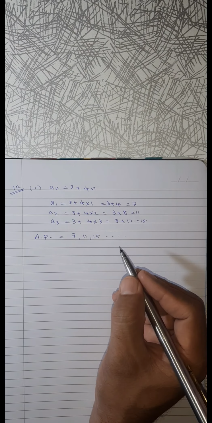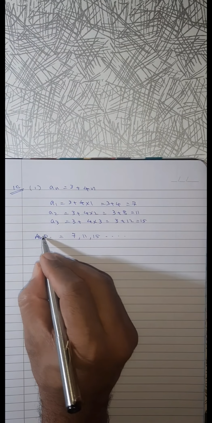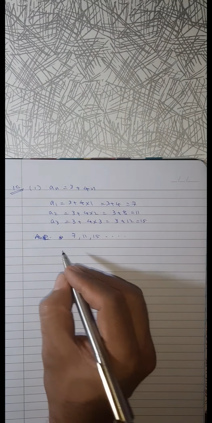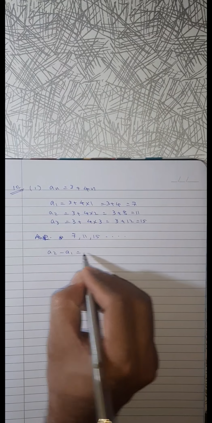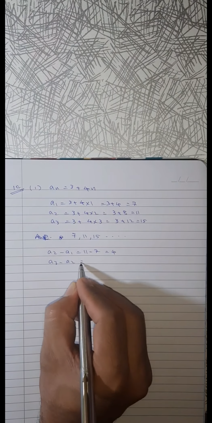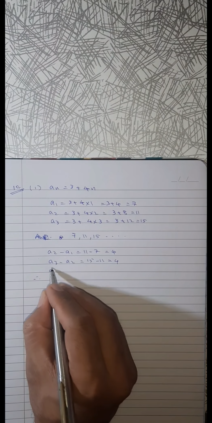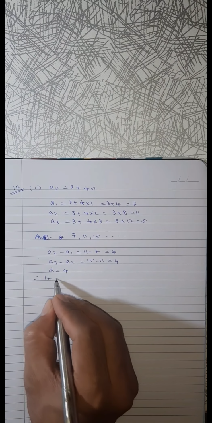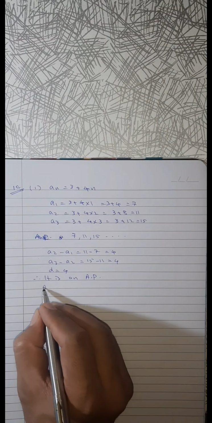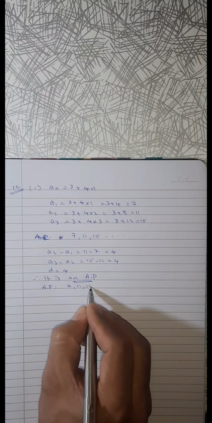Now what they are saying is, is it an AP? So I cannot write AP here first. First I will write only the series: 7, 11, etc. Now the question is to check whether it is an AP or not. So A2 minus A1, 11 minus 7, 4. A3 minus A2, 15 minus 11, 4. Therefore d is 4. Therefore it is an AP. Now we can write AP: 7, 11, 15, etc.